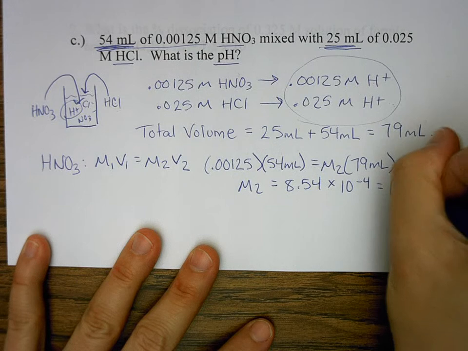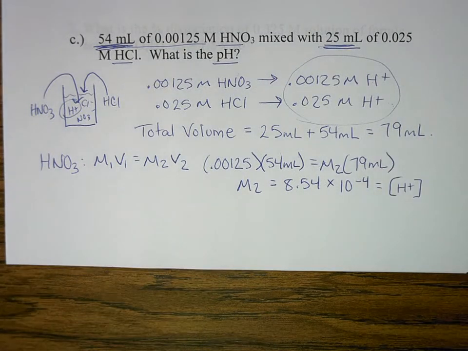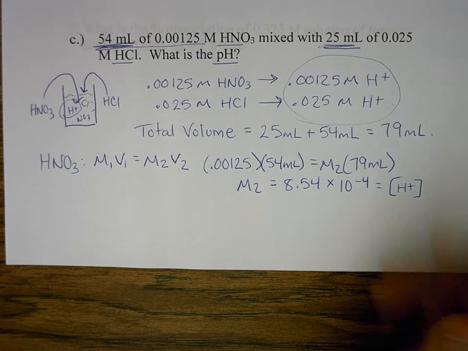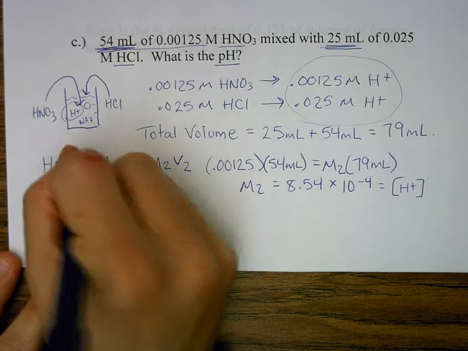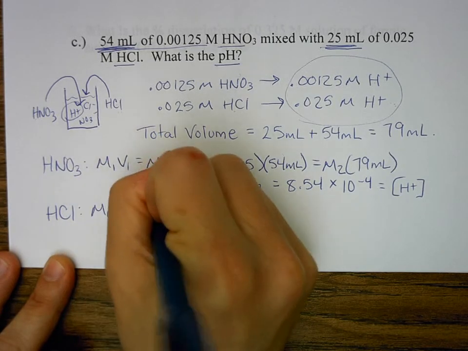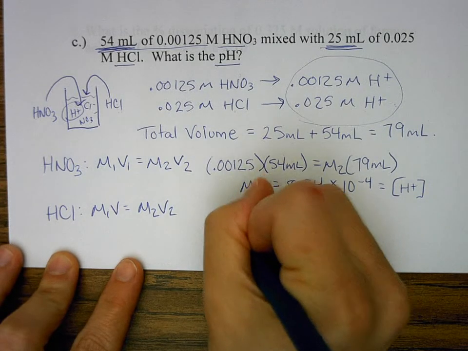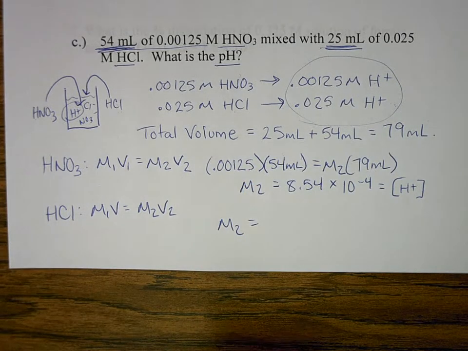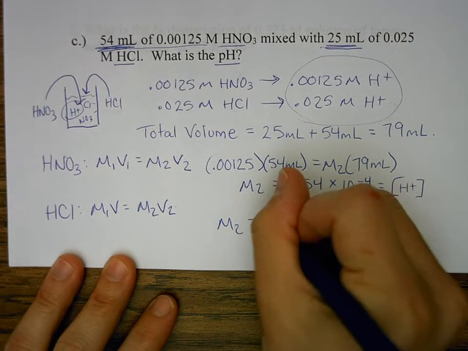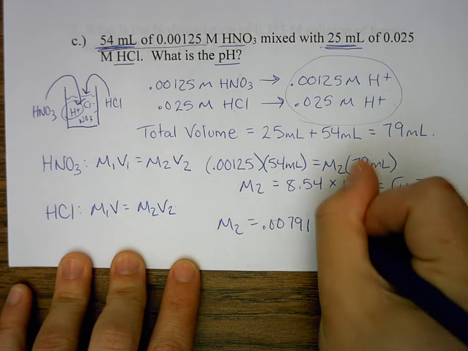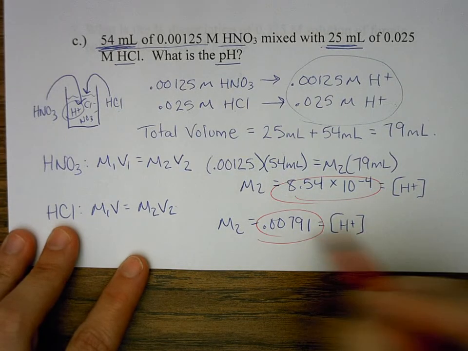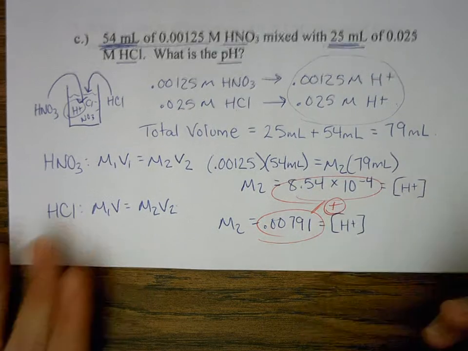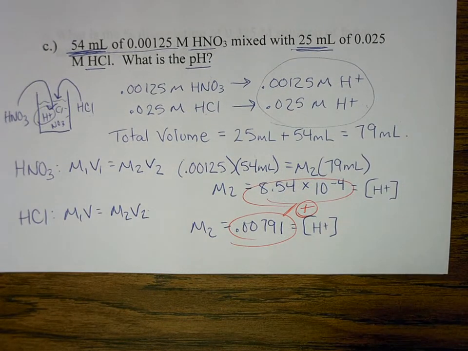Okay, that's my first hydrogen ion concentration. And now I have to figure out the new hydrogen ion concentration for the hydrogen ions that came from HCl in 79 milliliters. So I do the same thing. For HCl, M1V1 equals M2V2. Okay, for M2, when I calculate that and plug in everything for HCl, I get 0.00791. That's the hydrogen ion concentration. So I can take those two numbers and add them together to get my total hydrogen ion concentration.